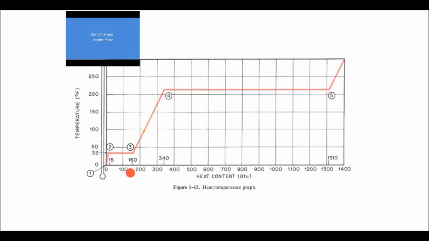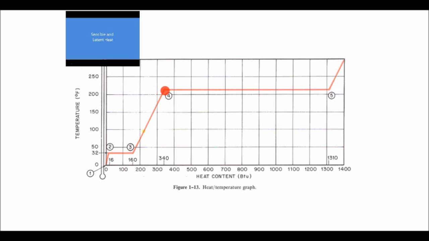Okay, let's see if we can make sense of sensible and latent heat and how it relates to the graph that's in our textbook. So before we start, let's take a look at this graph and make sure we all understand what it means. If you take a look down here at the bottom, this is the heat content in BTU.